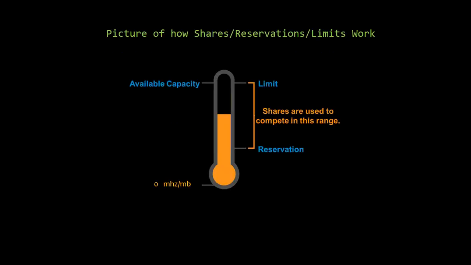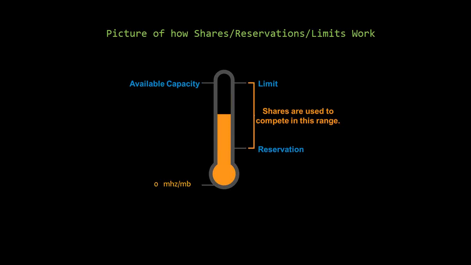I have a picture that discusses the difference between them. The reservation there at the bottom is going to be the amount of resources that the VM has to have. It can give that reservation up if it's not using it, but if it ever does decide to use it, it will grab that right back, and it has first dibs on those resources.